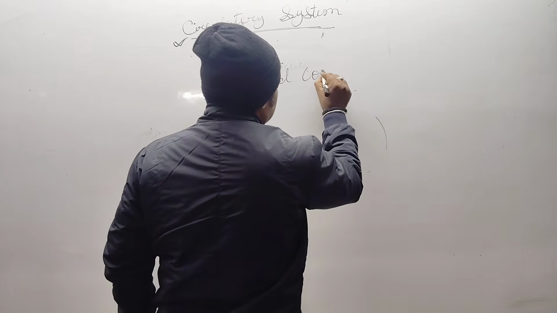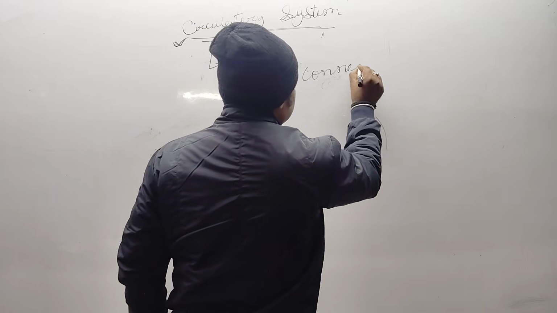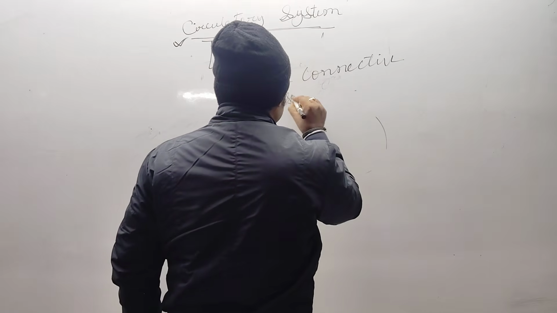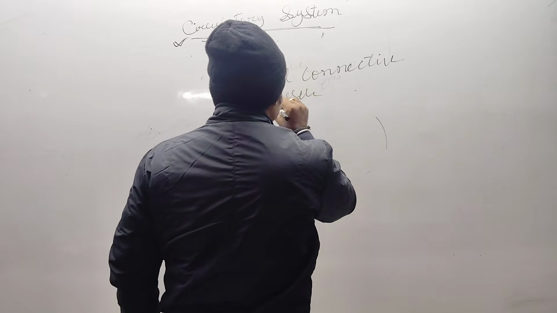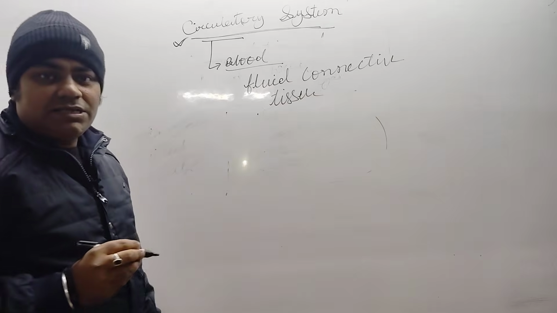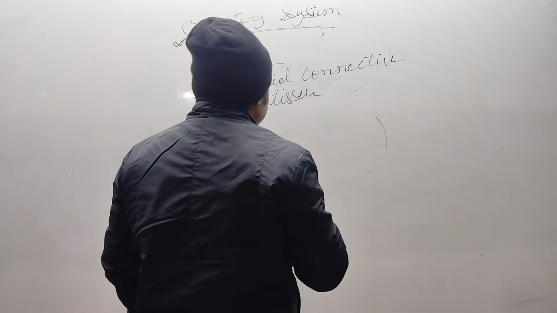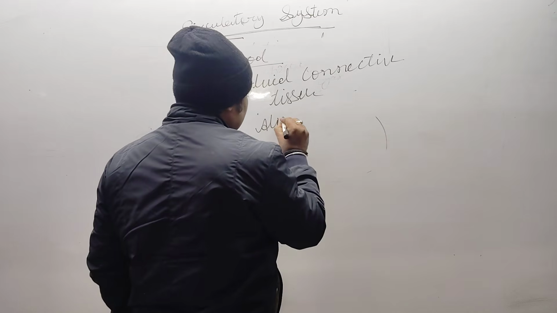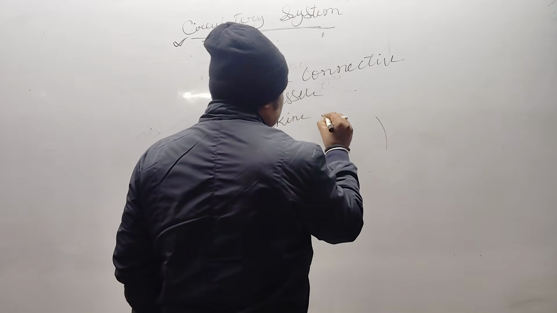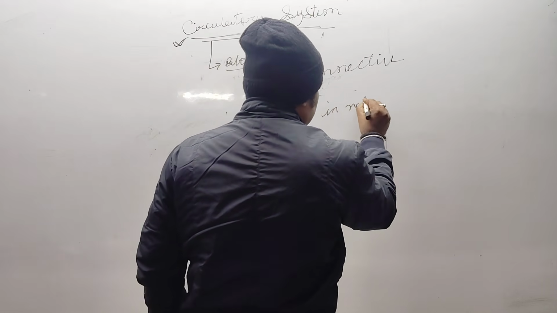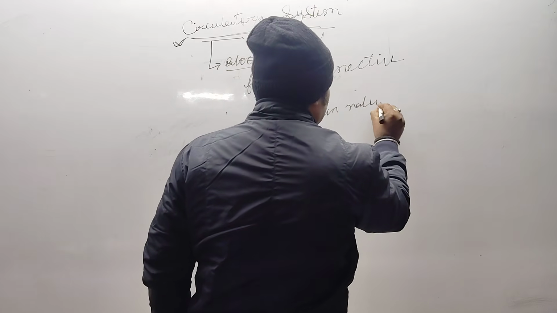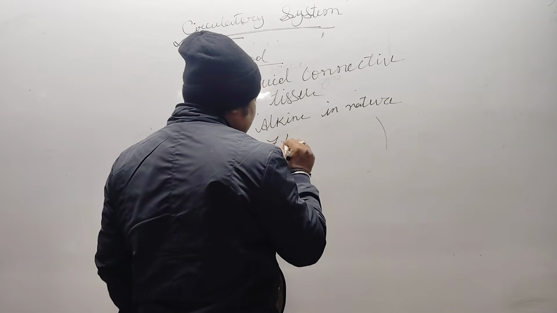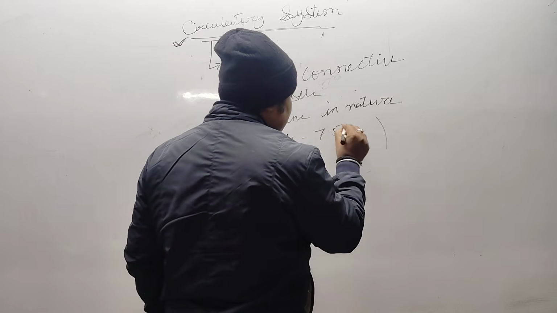Blood is a fluid connective tissue which is slightly alkaline in nature, whose pH value is about 7.4 to 7.5.